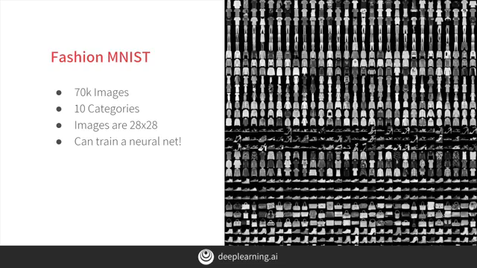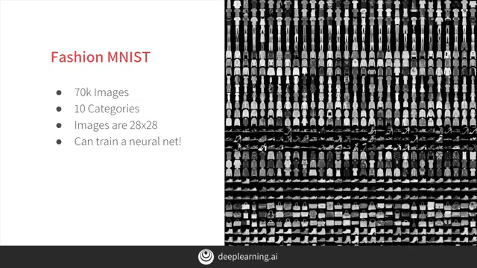Fortunately, there's a data set called Fashion MNIST, which gives us 70,000 images spread across 10 different items of clothing. These images have been scaled down to 28 by 28 pixels. Now, usually the smaller the better because the computer has less processing to do.